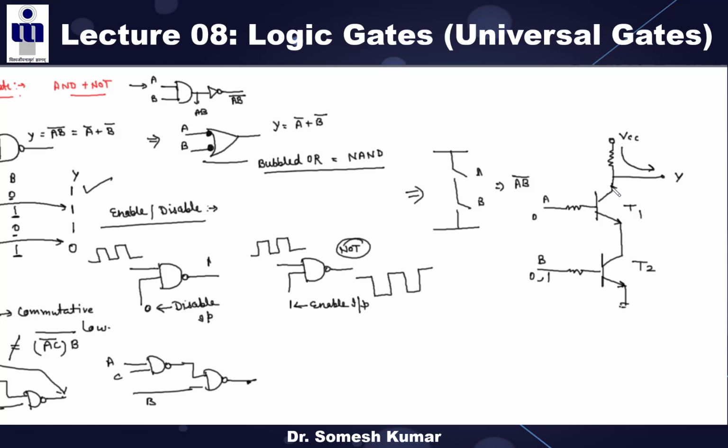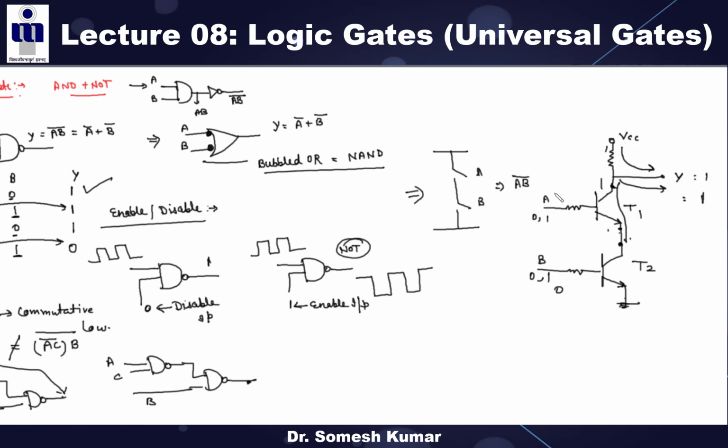What happens if the first is 0 and the second is 1? This transistor is off, an open circuit, and this is on, but no current will pass from VCC to here because the first transistor is in the off state. So what is the output in that case? Again 1. The opposite happens if it is 1, 0. This transistor is off, so it is not connected to the ground, an open circuit, and current will not pass to the ground. It will pass to the output. Again the output is 1 in that case.